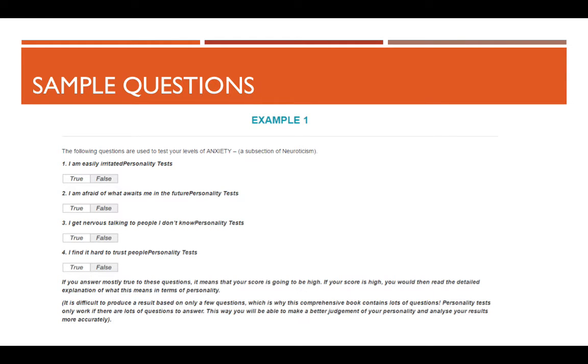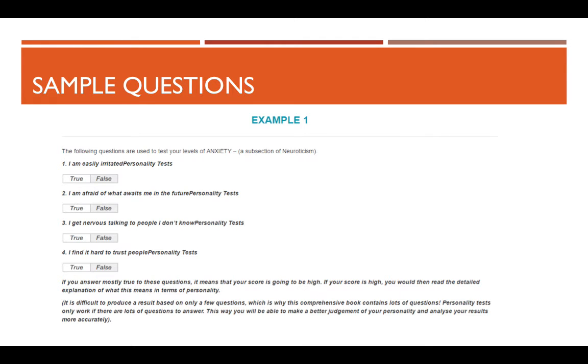So, sample questions of what personality tests look like. Here we've got an example. The following questions are used to test your levels of anxiety. Remember, this was a subsection of neuroticism. Here is a question: I am easily irritated. You'd have to answer true or false. I'm afraid of what awaits me in the future. I get nervous talking to people I don't know. I find it hard to trust people. So you would have to mark your answers whether you think you carry that trait or not. You would answer true if you think so, or false if not.